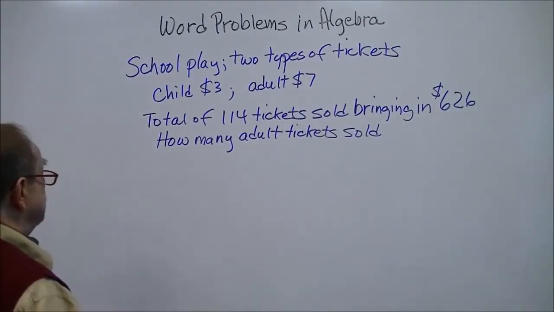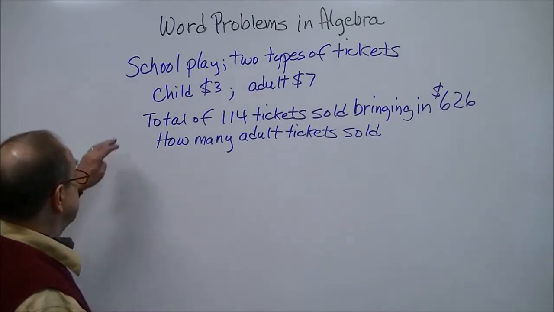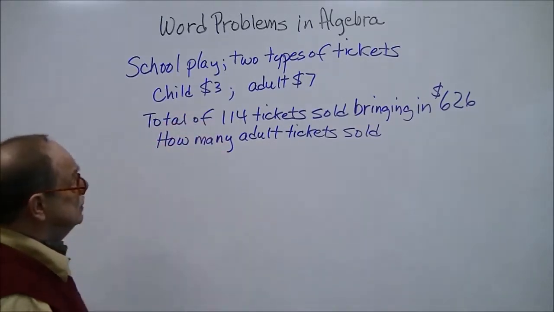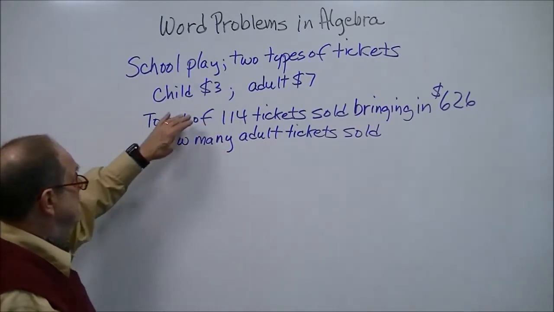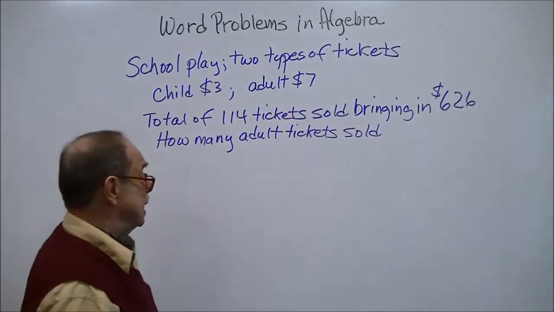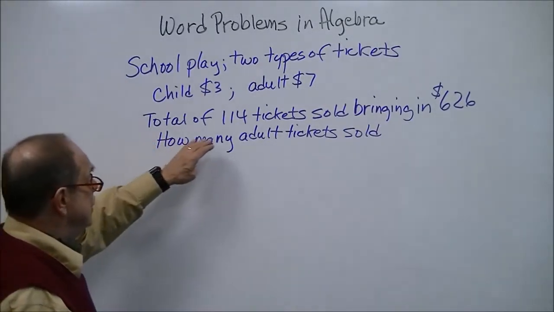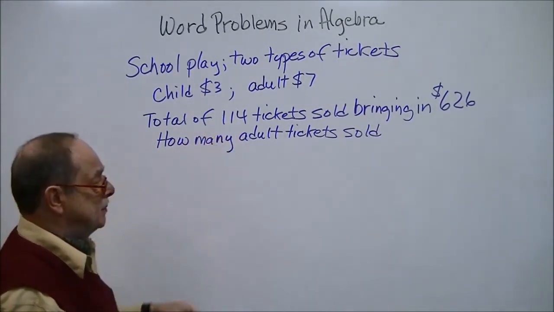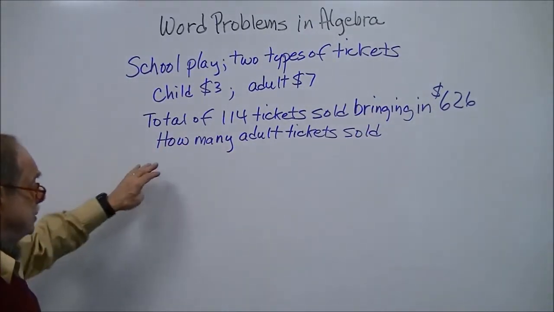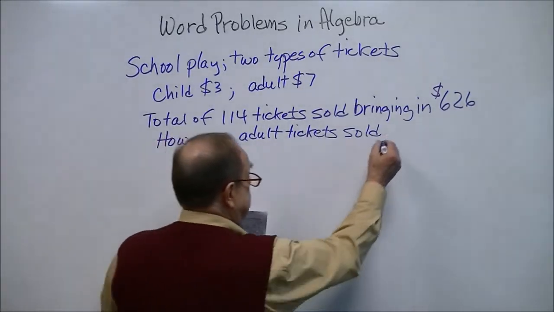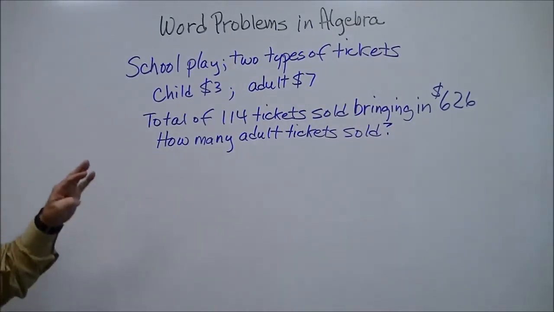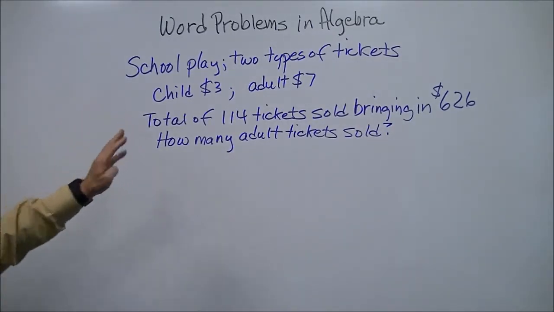Okay, another problem very similar to the one we just did was you had a school play in which you sell two types of tickets. Child's ticket is $3. And adult tickets are $7, and you sold a total of 114 tickets, bringing in $626. But you're wondering how many adult tickets were sold. Again, the word problem was more wordy. I kind of trimmed it down here.